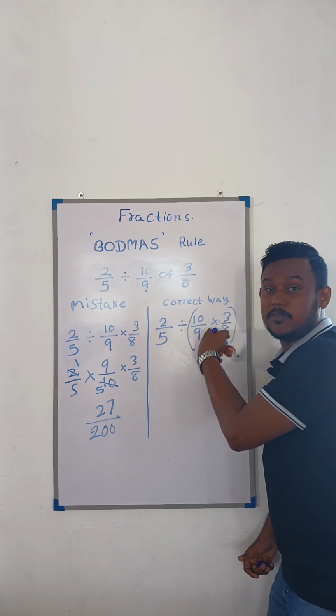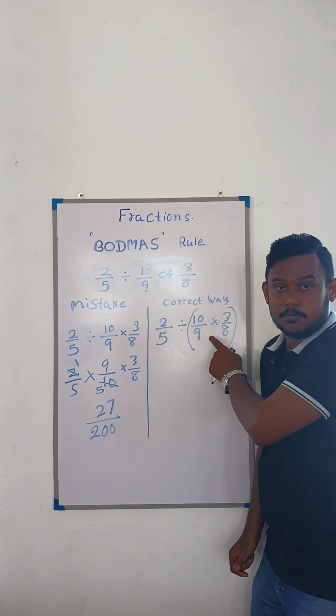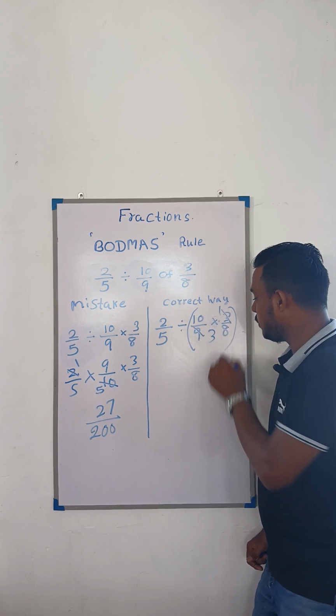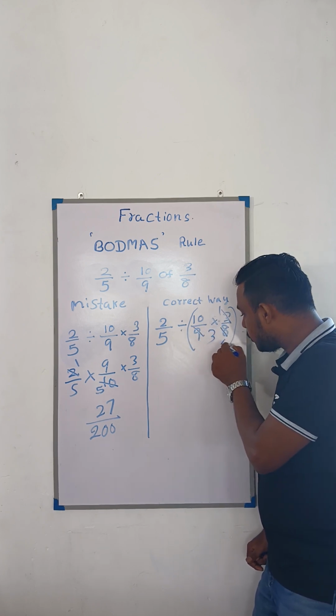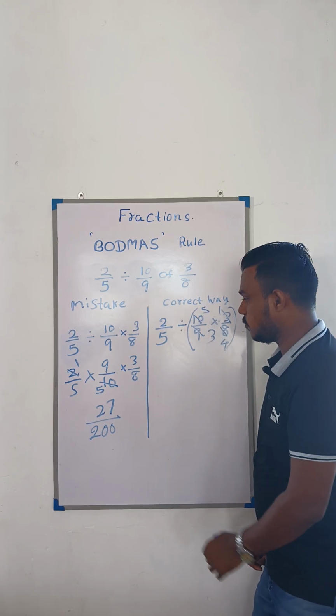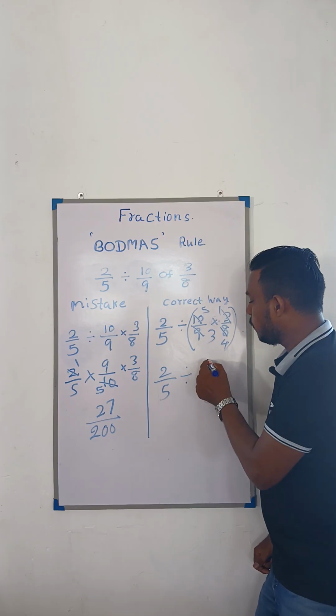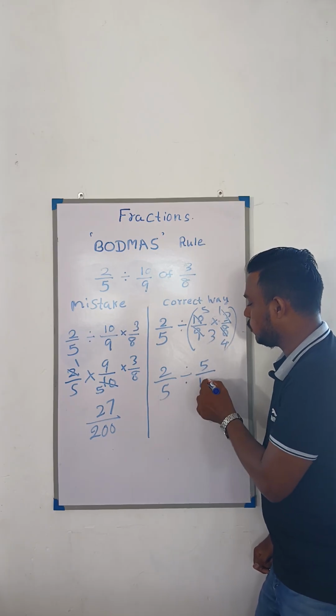So let's try to simplify this. This is what we need to do. BODMAS, brackets first. 3 divided by 3 is 1. 9 divided by 3 is 3. 8 divided by 2 is 4. 10 divided by 2 is 5. So what you have at the end is 2 over 5 divided by 5 over 3 into 4 is 12.